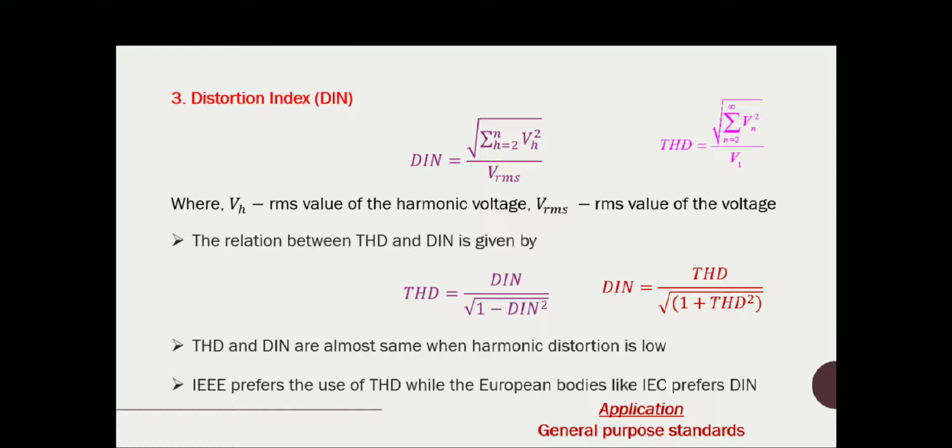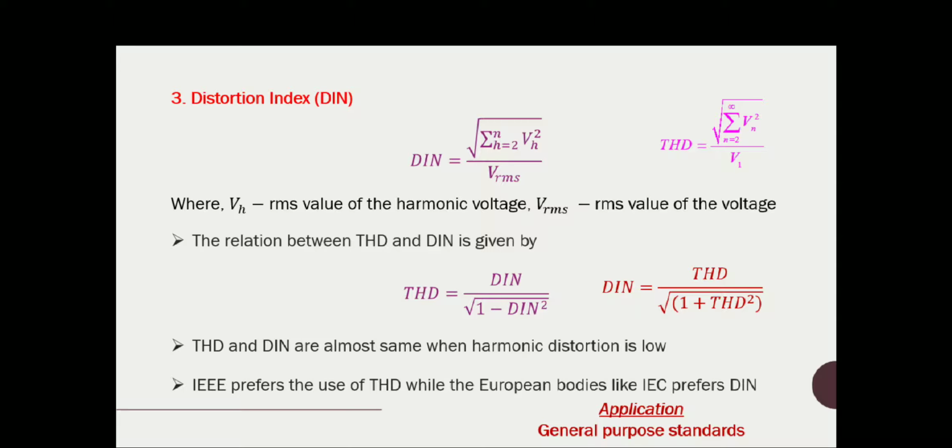The distortion index can be written as DIN equals the square root of the sum from h equals 2 to n of Vh squared, divided by Vrms. This equation is almost similar to that of THD. The numerator is the same as in THD. The denominator in THD is the RMS value of the fundamental voltage, but in DIN it is the RMS value of the complete voltage, including the harmonic components. Vh is the RMS value of the harmonic voltage, and Vrms is the RMS value of the total voltage.